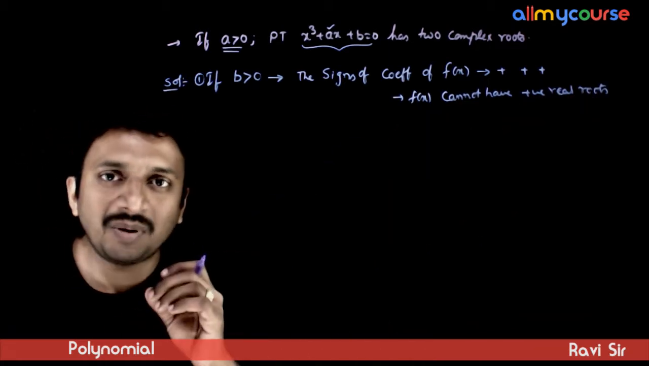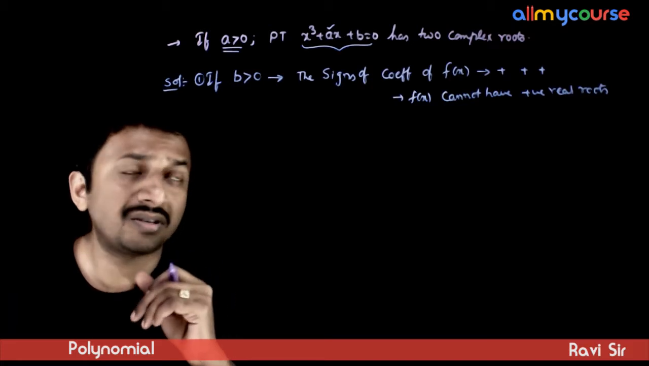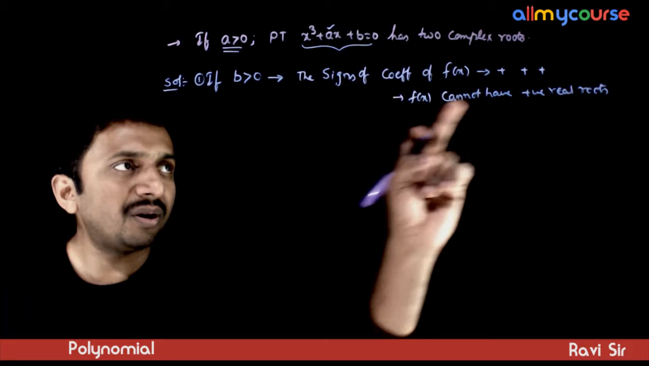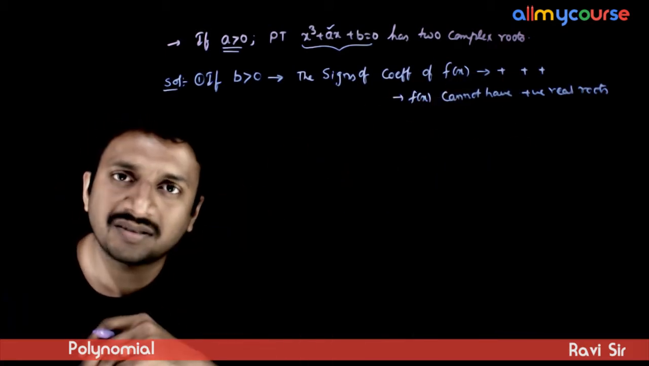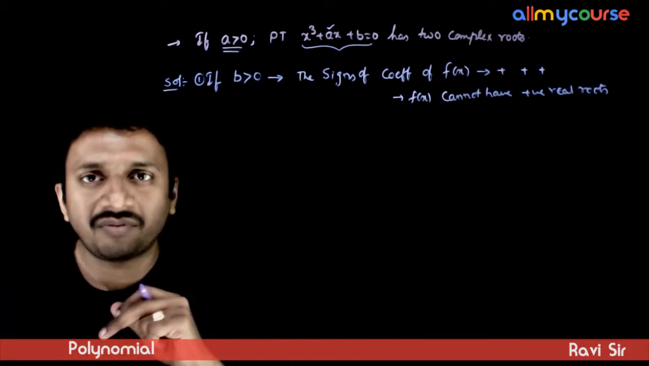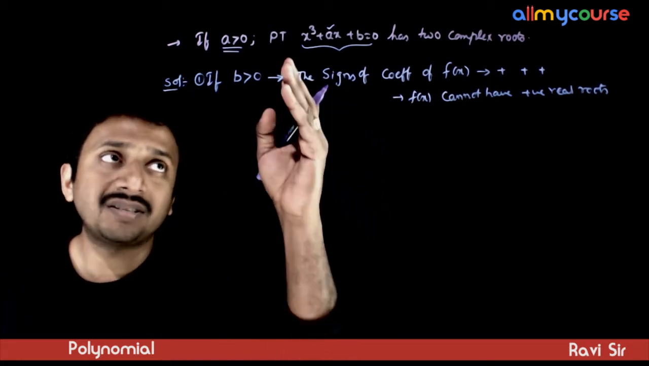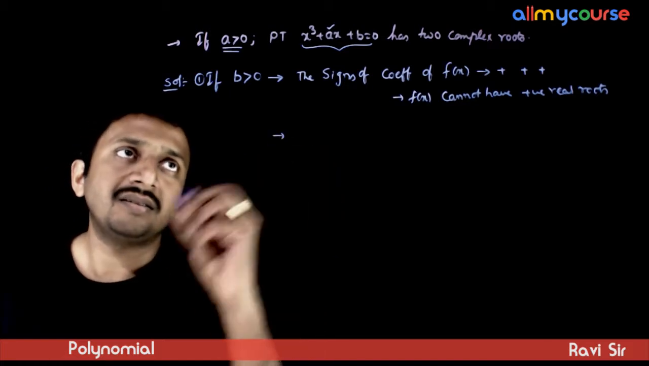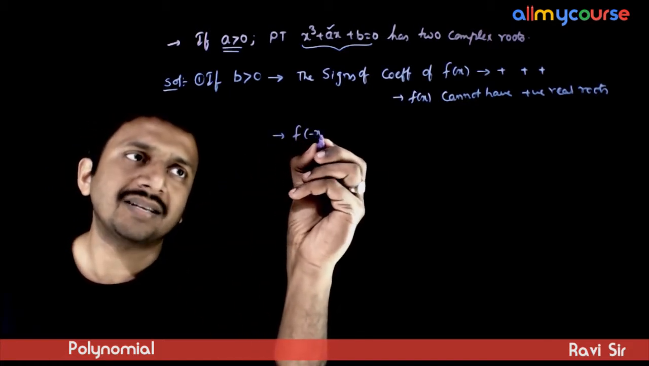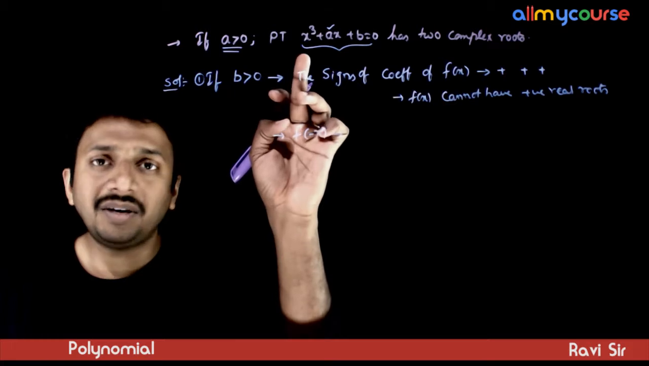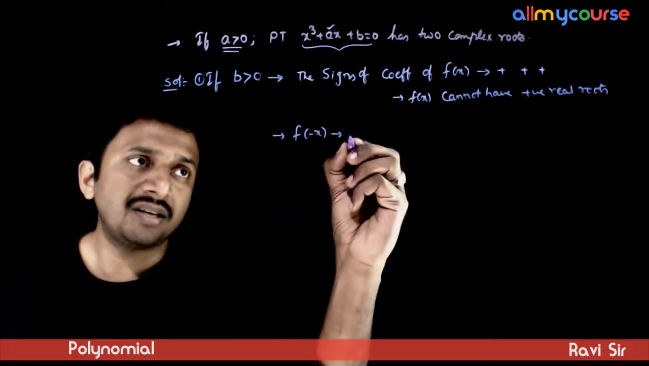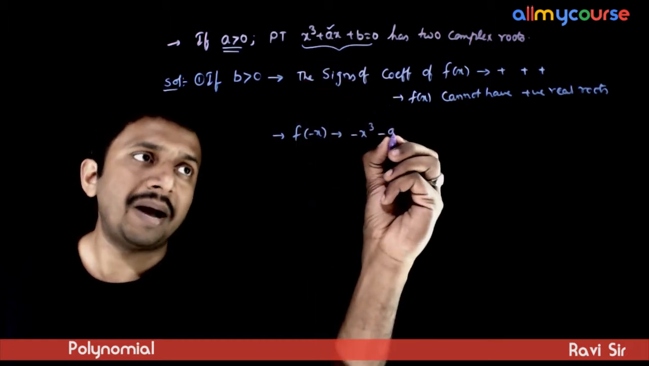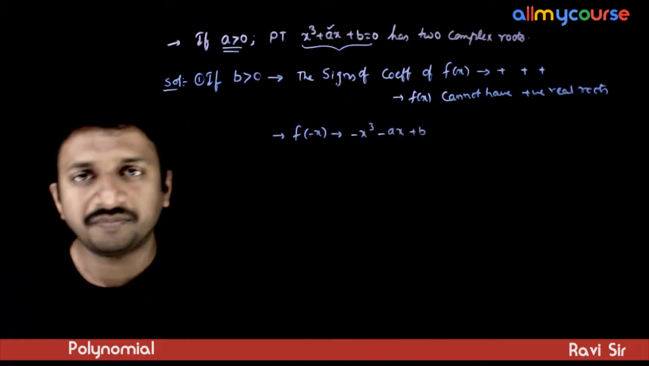because the maximum number of positive real roots to the equation f of x is equal to 0 is the number of changes of sign in f of x. There are no changes of sign in f of x, hence the equation f of x is equal to 0 cannot have positive roots. Next, consider f of minus x. F of minus x is nothing but minus x cube, and if you put minus x in the place of x, you get minus ax plus b.